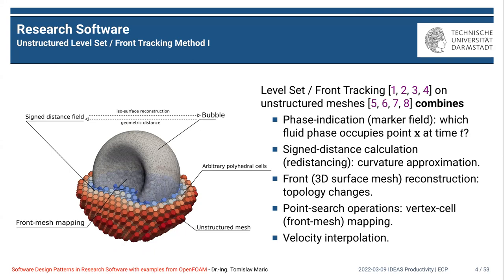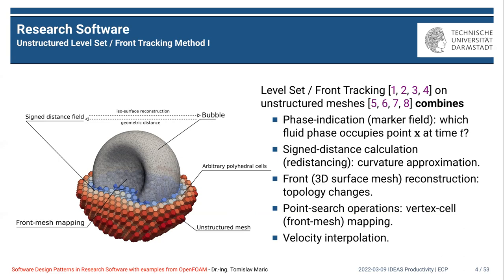And the method itself combines different things. So we have different algorithms that need to be somehow combined. And you see this on this schematic image. So we are computing signed distances from our fluid interface. So this interface is approximated in this case as a triangular surface, which is denoted as a bubble here. So there's a communication between the bubble and the signed distance field that's stored somehow in the background space.